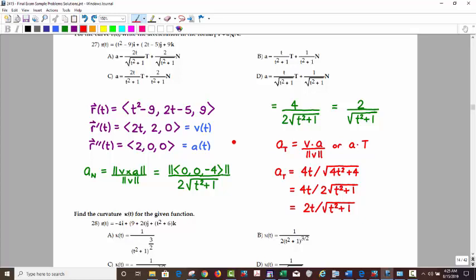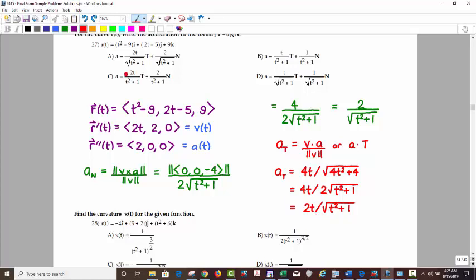And v dot a, which is these two, this would be 4t right there. Everything else will be 0. Then divided by the magnitude of v, which is the square root of 4t squared plus 4, when you square both of those. That actually simplifies a little bit, which may come in handy when we're looking at the answers, because you can pull out a 2 from inside here, in other words, a square root of 4. So the 4 over 2 reduces to 2. So your a sub t is going to be 2t over the square root of t squared plus 1.